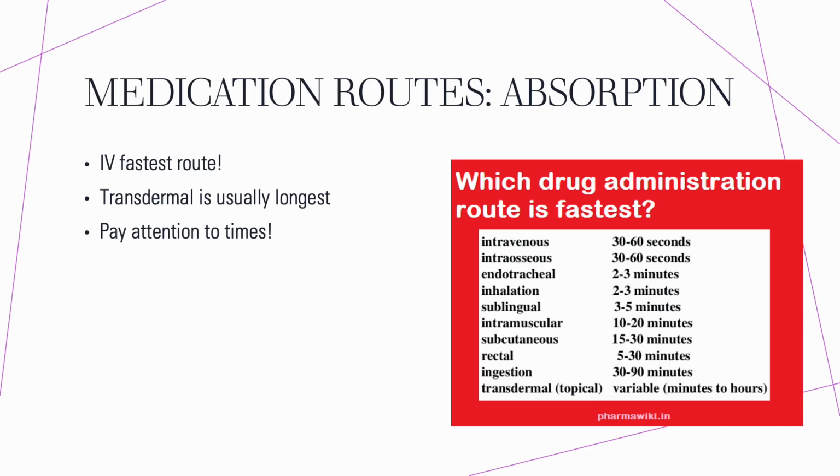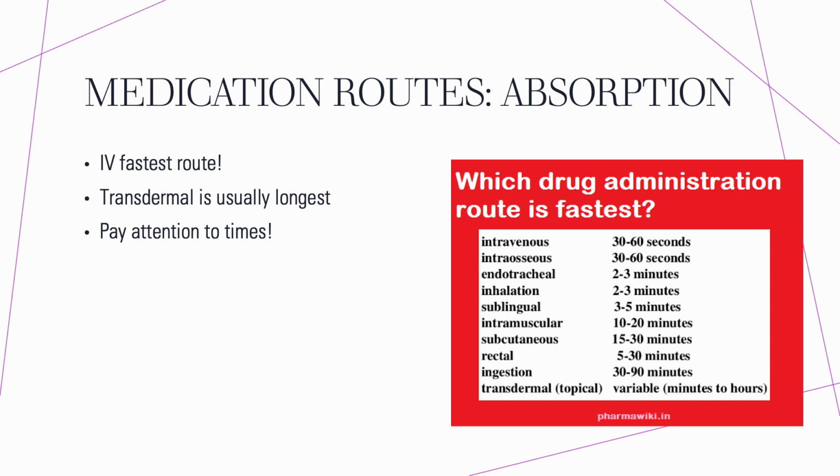All right, so when we're talking about medication routes and absorption, you need to know the IV is the fastest route. Transdermal is usually the longest. I want you to just look over this and go, okay, fastest: intraosseous, intravenous. That makes sense because it's going directly into the circulatory system, right? Endotracheal, 2 to 3 minutes. Inhalation. Both of those are inhalants. That makes sense because it goes right into my lungs. And okay, cool.